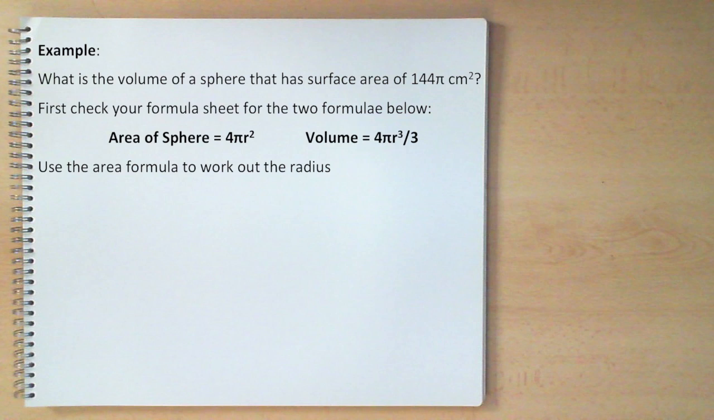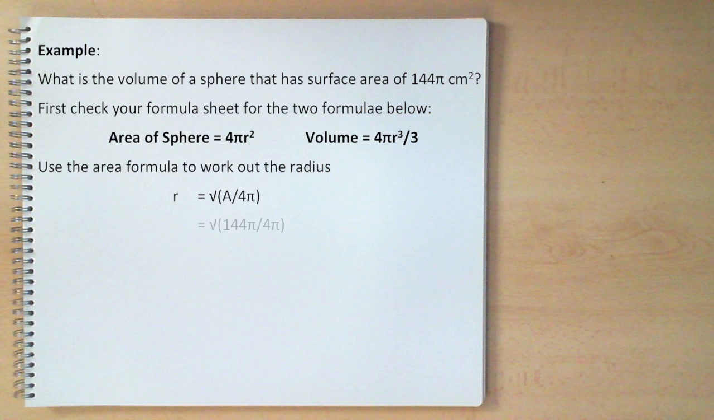So the first thing we're going to do is take that formula for the area of the sphere and rearrange it so that r is the subject. So that's quite straightforward, isn't it? We divide the area by 4 pi, we get r squared on one side, we take the square root, we end up with r on one side, and the square root of A divided by 4 pi.